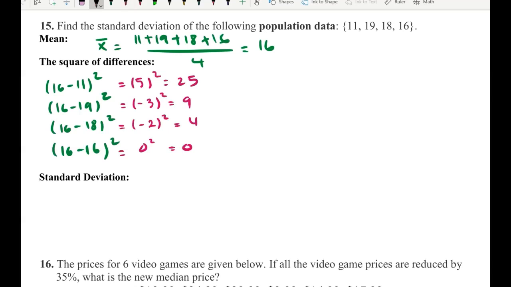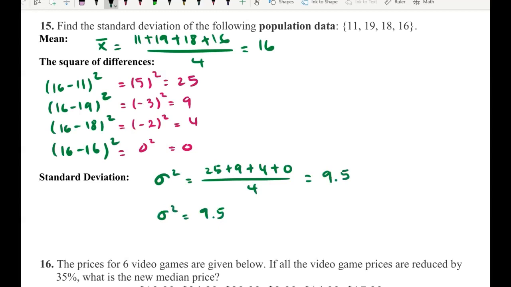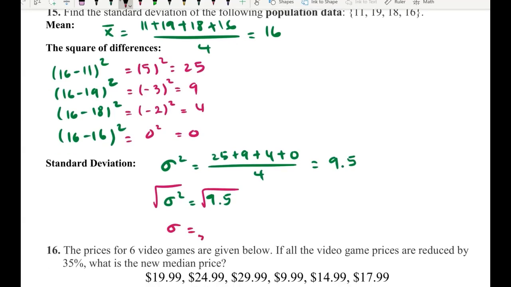Then we're going to find the standard deviation. This is a little bit different here. So sigma squared equals 25 plus 9 plus 4 plus 0, divided by 4. That will give me 9.5. So sigma squared equals 9.5. Then we take the square root on both sides, so sigma equals the square root of 9.5. That will give me 3.08.